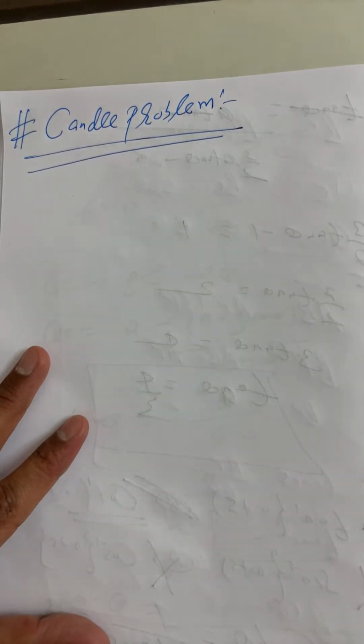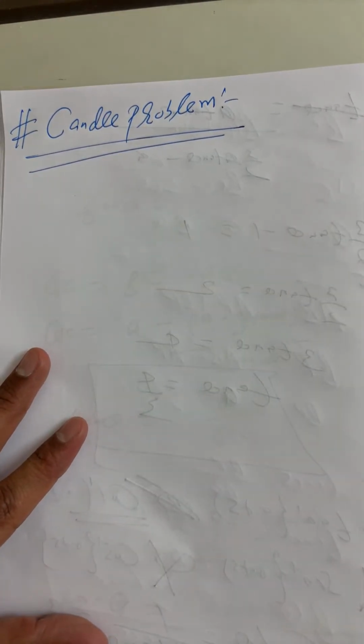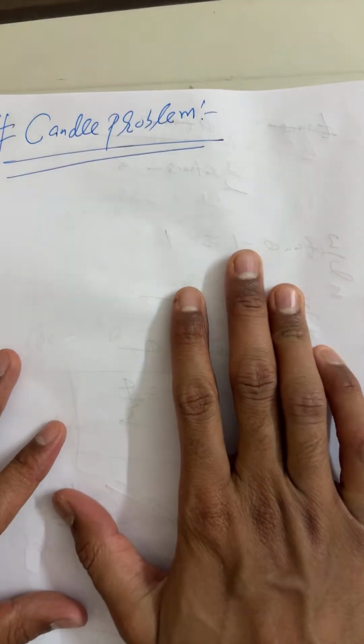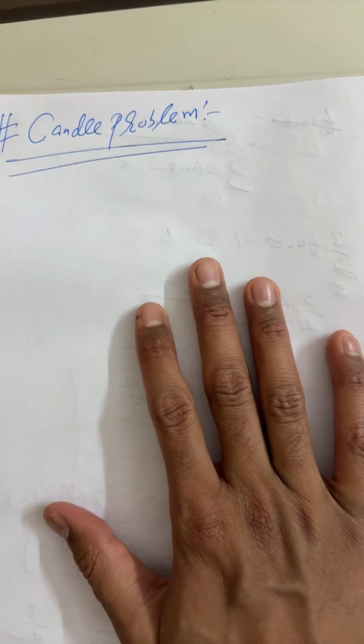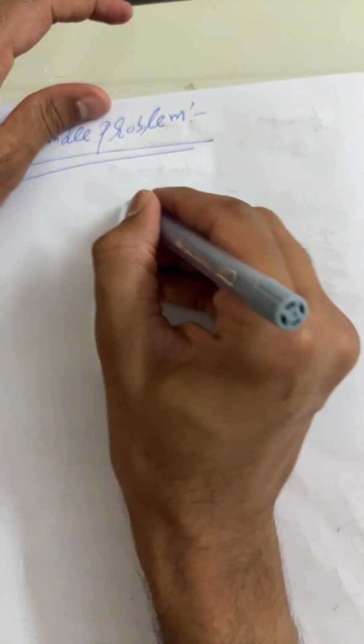So what is the question? Once I'll read it: two candles initially of equal height h. Okay, let's go through the diagram. Go through this diagram.